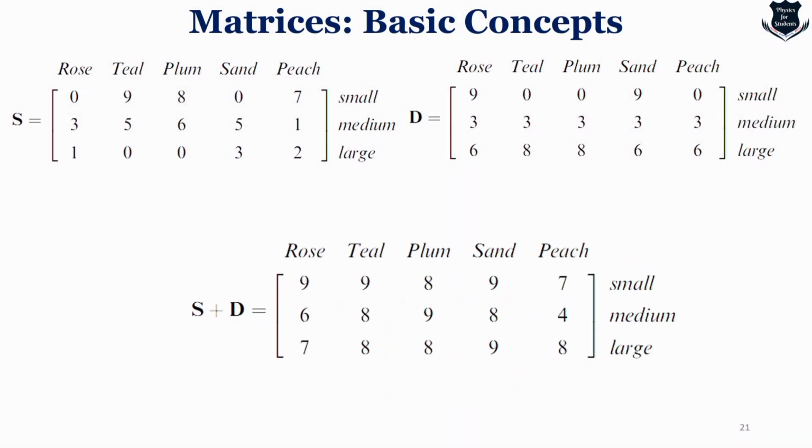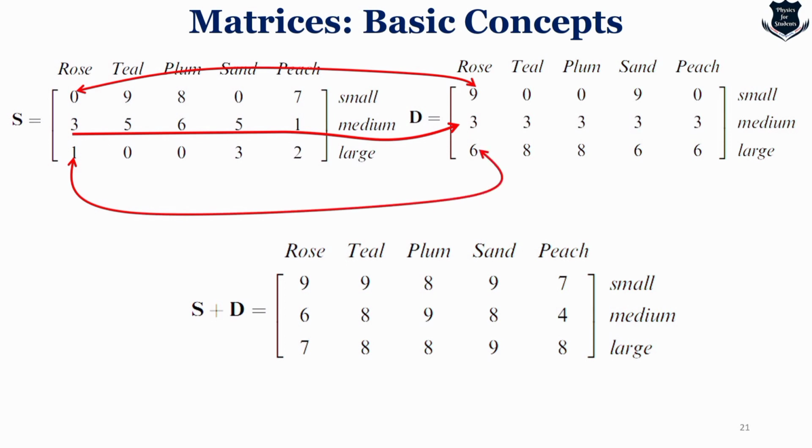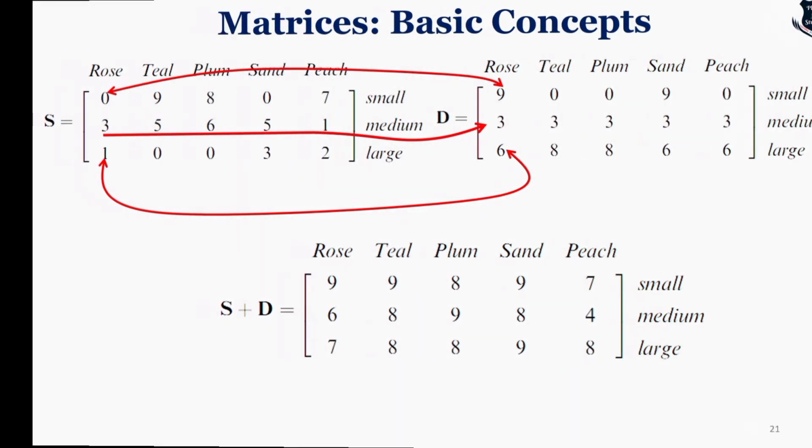So S and D, we just do this, right? Here you see 0 adds to 9 and 3, then this 3 adds to 3 becomes 6, and 6 plus 1 goes to 7. Right. So this is how the addition works. Don't worry, we will see more complex examples of additions as we proceed.